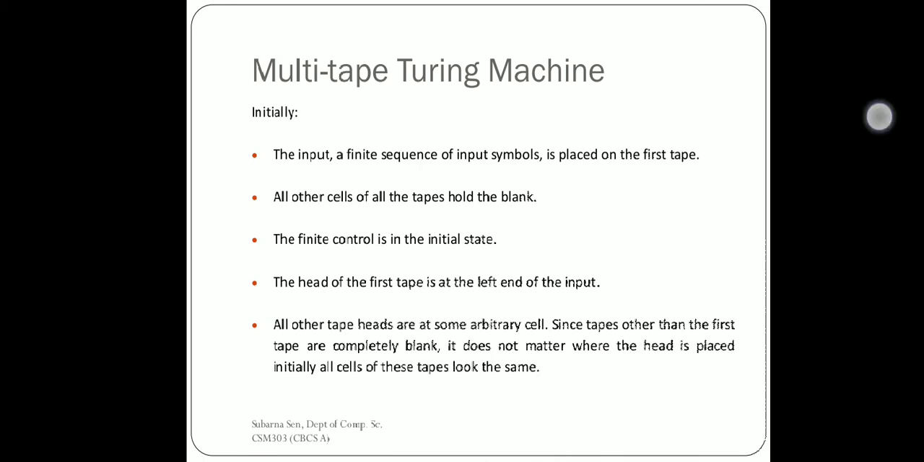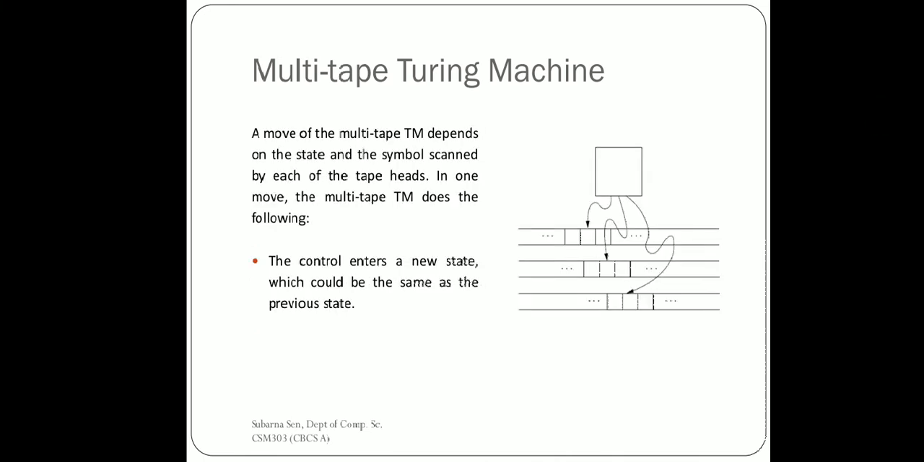So let us see the diagram. You can see this is the finite control, and you can see that there are three heads here. Since we are just depicting three tapes here, it can be more than that. Initially the head is in the first tape in the second cell, and in the second tape it is also pointing somewhere, and in the third tape it is also pointing somewhere. So in case of the second tape and third tape, the head can be anywhere.